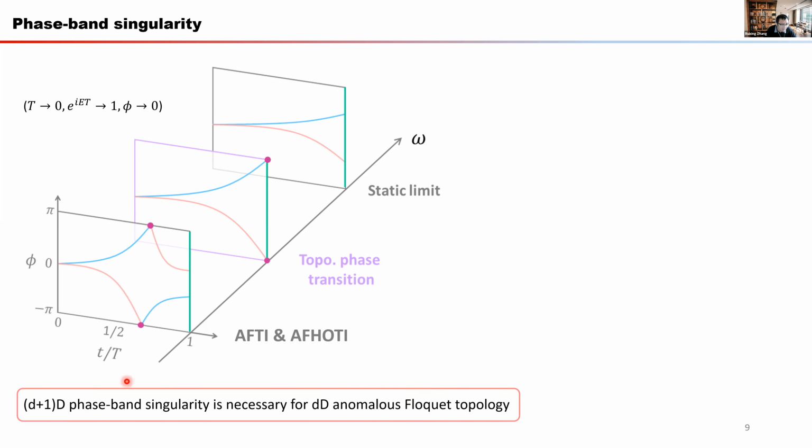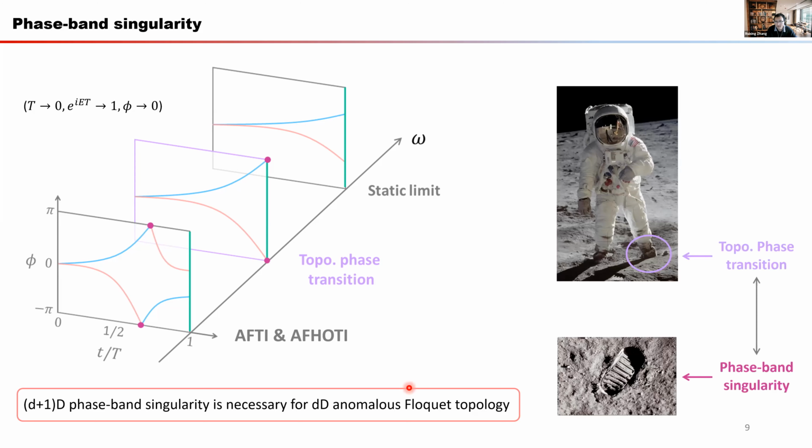Okay, so this singularity simply means some gapless bands that live at the zone boundary of the Floquet zone, of the zone of the quasi-energy. And this red dot is just an example of this phase band singularity. To understand why these singularities are important for this topological phenomenon, the short answer is that these singularities are exactly a footprint of the topological phase transition that separates this topological state from trivial states.